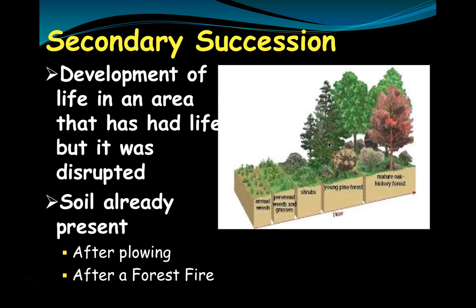You're going to have your small grasses. Over time, they die. You're going to have your little shrubs, and then you'll start to see the larger shrubs, the smaller trees, and then eventually you'll reach your climax community. Secondary succession takes a lot less time to get to the climax community because you already have a head start because the soil is already present.